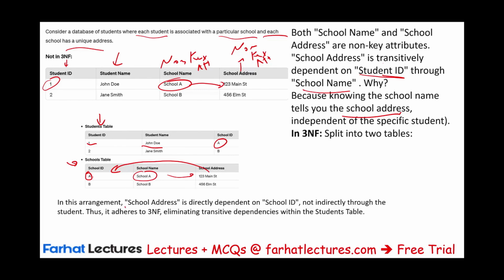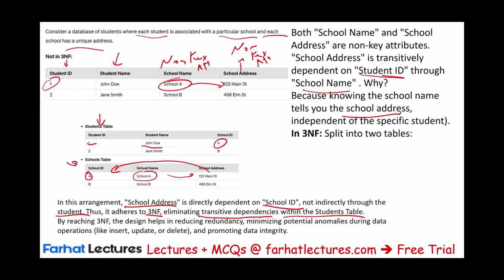So in this arrangement, school address is directly dependent on school ID, not through the student ID. It's not transitive. Thus, it adheres to 3NF, eliminating the transitive dependency within the student table. So by reaching 3NF, the design helps reduce redundancy, minimize potential anomalies during data operations like insert, update, or delete, and promote data integrity. So remember, these explanations are for CPA candidates who are taking the Information Systems and Controls exam of the CPA exam. This is not a database course, but hopefully it gave you a decent idea what 3NF is.